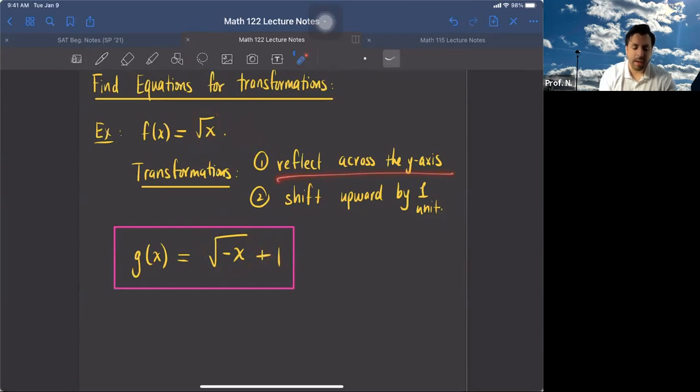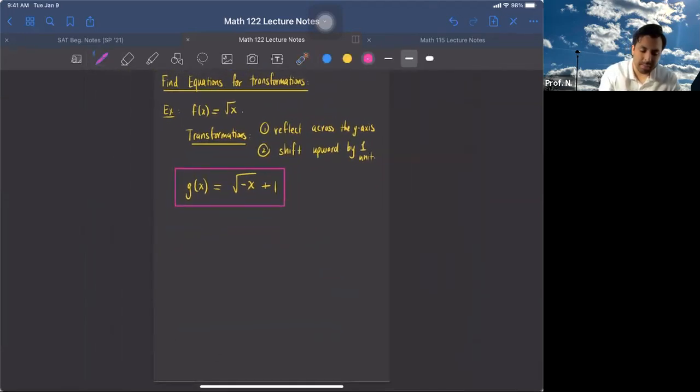The reflection across the y-axis, I negate the x value inside. If I had to reflect it across the x-axis, then I would put the negative outside. You see that? It does make a difference. And then what would be the graph? The graph of, let's graph both of them, f and g.